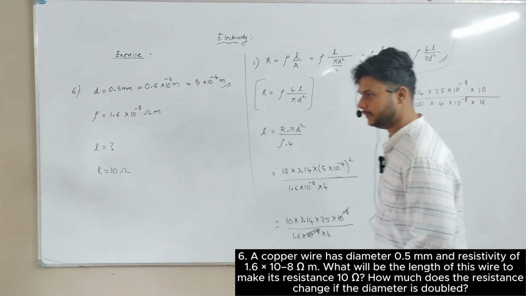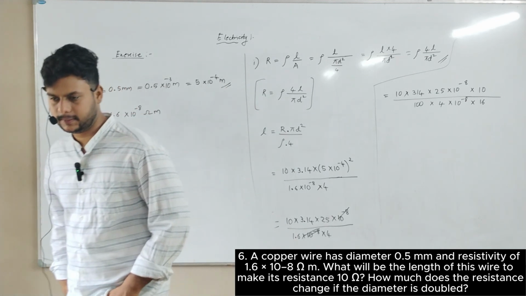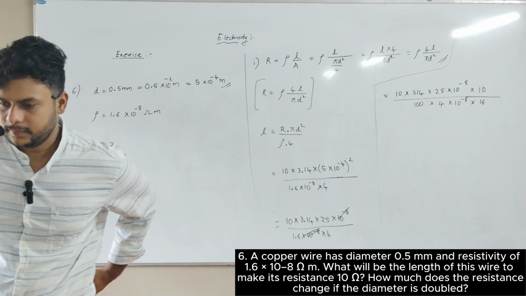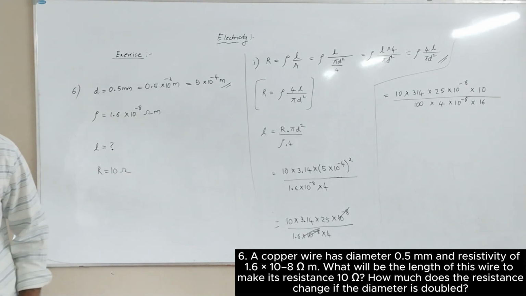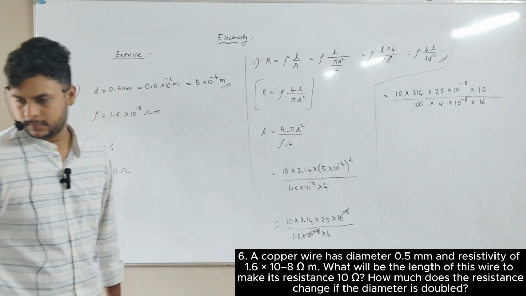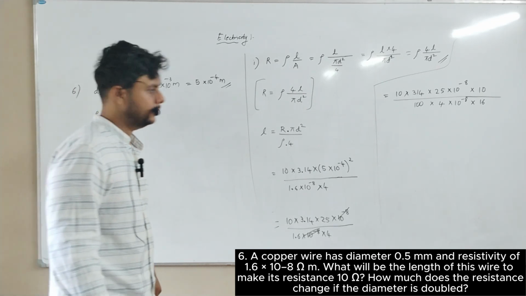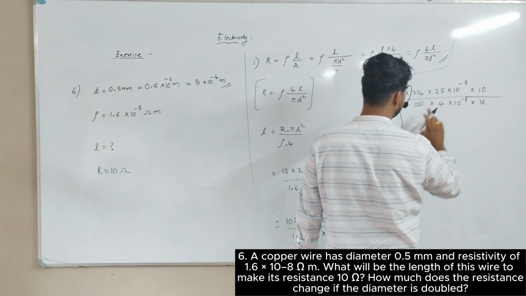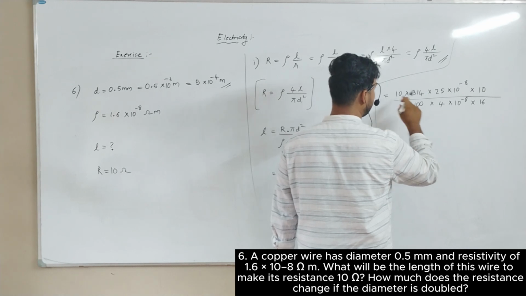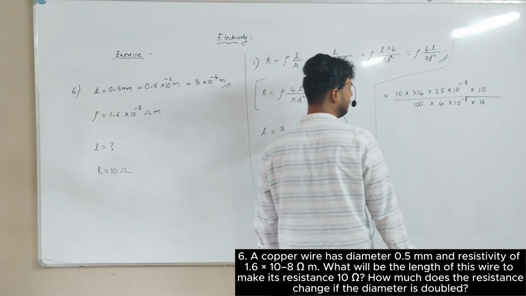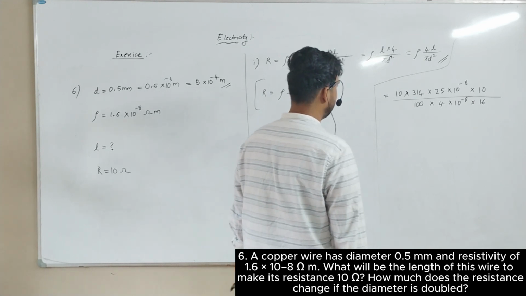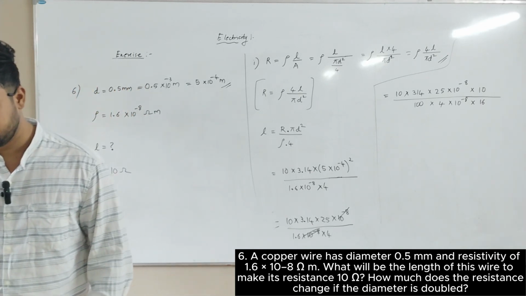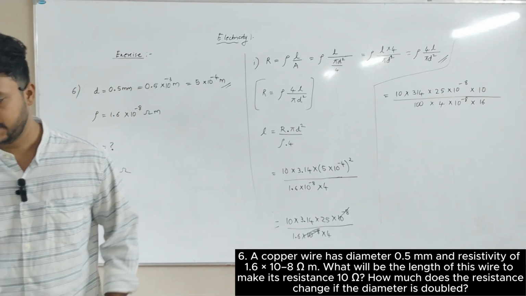Cancel it and write. So I have just written this. Now you can do so. Now it will become much easier. 100 cancel. 4 ones are 16. 116. 1226 meters. I will do it in the calculator.